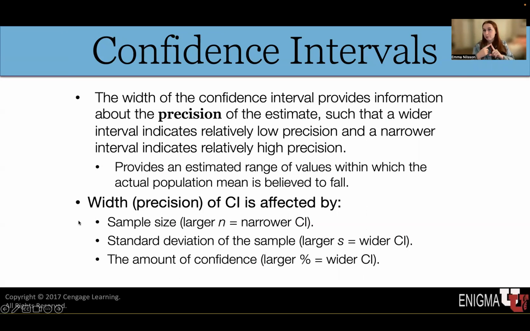Number 1, your sample size. If you have a larger sample size, you're going to have a narrower confidence interval because you have a larger set of data with which to make your estimate. Your estimate's going to be better when you have more data to make it with.